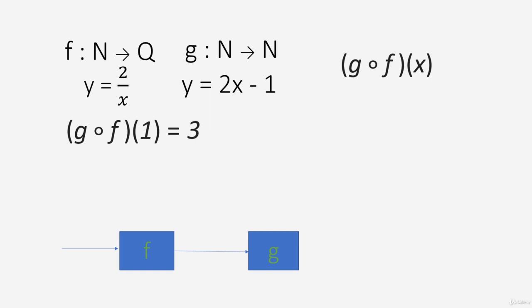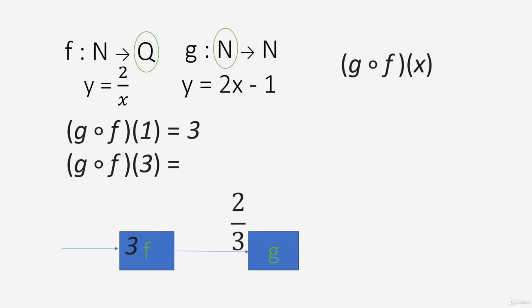But maybe try this with 3. We pass 3 into f. f returns us 2/3, but here comes the problem. g accepts only natural numbers, and as you should already know, 2/3 is not a natural number. It is a rational number. So that is why you cannot compose these two functions, because g cannot handle 2/3 as an input.